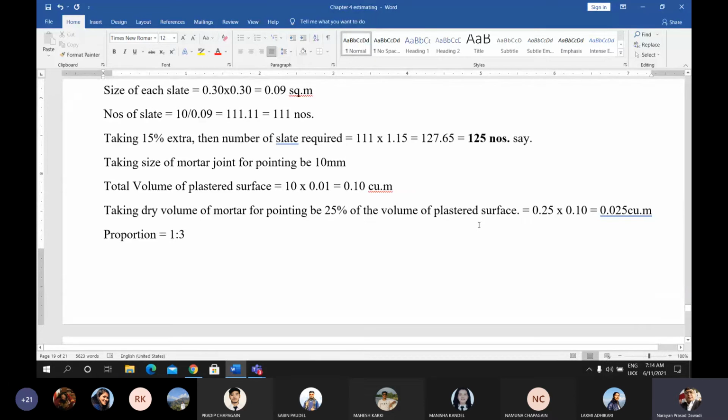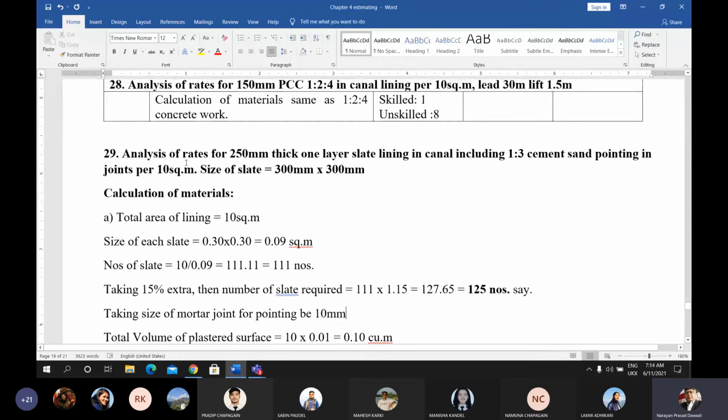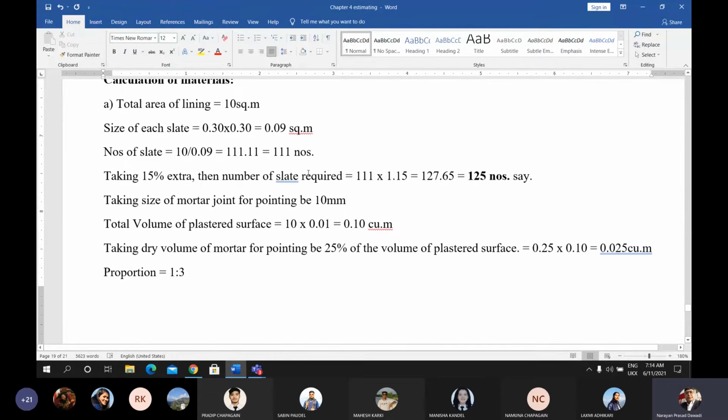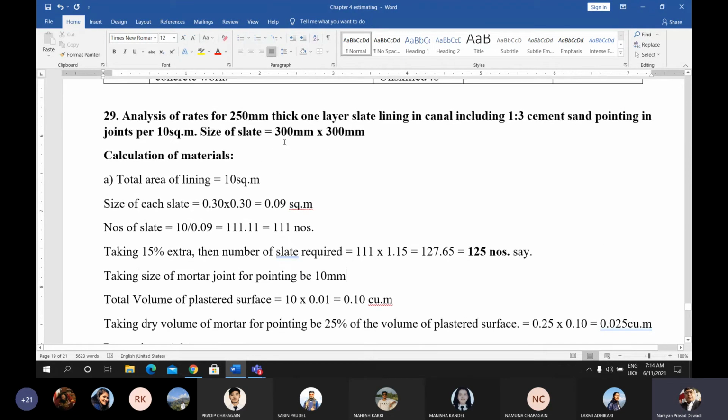For this, first of all, you have to make the table and write the heading, the analysis of rates for providing the slate lining, up to the size of the slate. Write this heading above the table. For the first material, the slate 300 mm by 300 mm, the quantity is 125 numbers, and provide the rate of the slate.